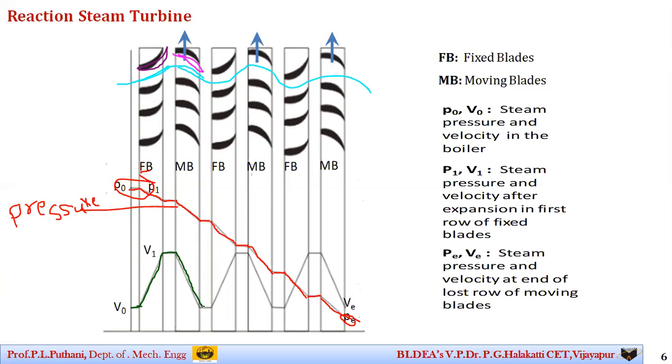Again, it enters the next set of fixed blades. Again, its velocity increases. Here it is constant. Again, when it passes through the moving blades, its velocity decreases. Constant. Again, the velocity increases in the fixed blades. Constant. And finally, to the last set of blades.